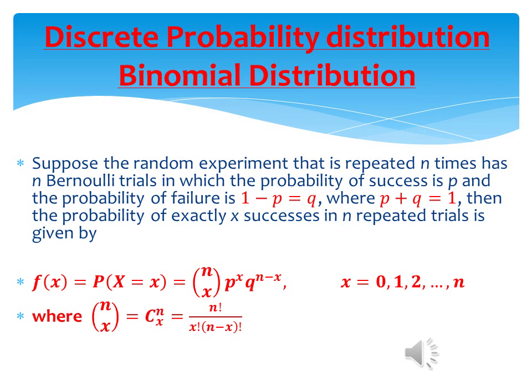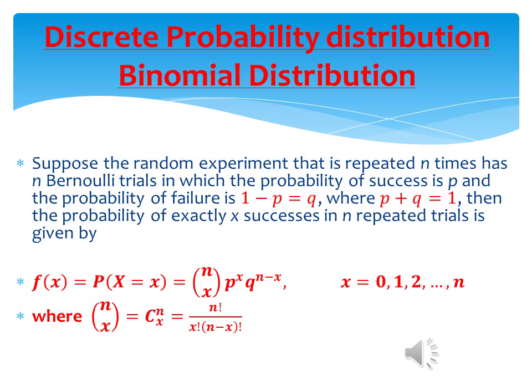For the Bernoulli trial, we have a distribution called the binomial distribution. What is a binomial distribution? Suppose a random experiment that is repeated n times has n Bernoulli trials, in which the probability of success is called p and the probability of failure is called q, and q is equal to 1 minus p, or p plus q equals 1. This means success plus fail equals 1.